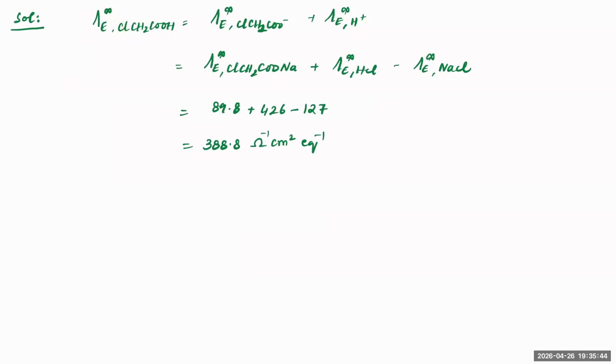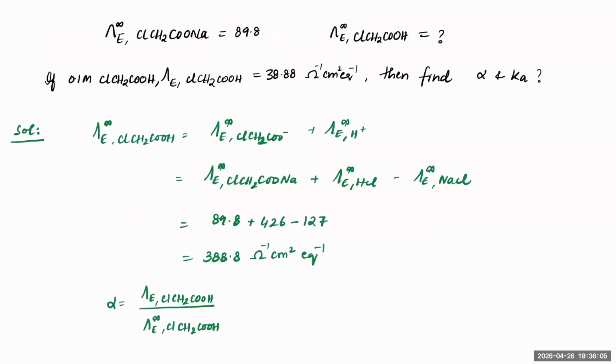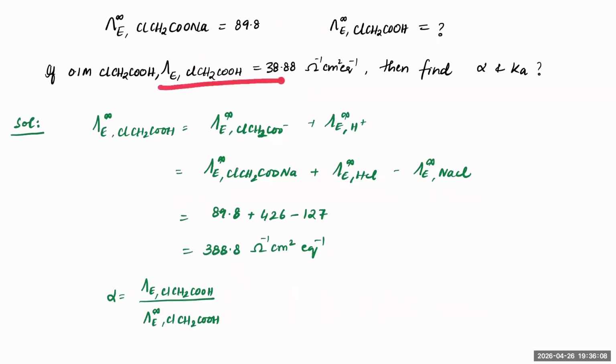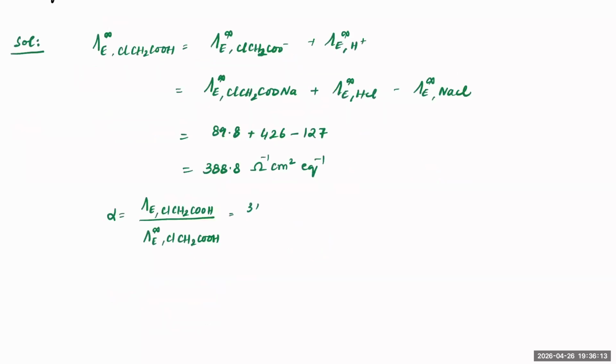So how do we calculate the alpha value here? Alpha is equal to lambda E of ClCH2COOH divided by lambda E infinity of ClCH2COOH. This is how we can calculate alpha. And how much is the lambda E value given? At this concentration it is already given, which is 38.8. So 38.8 divided by 388.8 makes it 0.1. So this is the alpha value, which is 0.1.